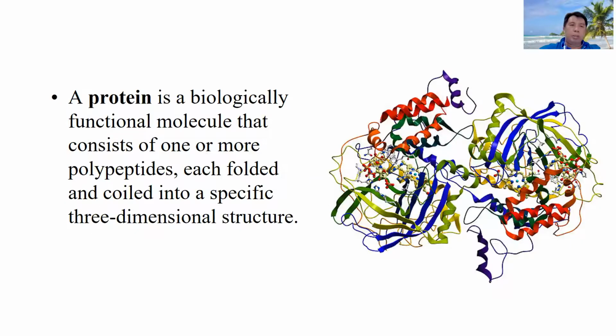Then a protein is a biologically functional molecule that consists of one or more polypeptides, each folded and coiled into a specific three-dimensional structure. For example, hemoglobin. Hemoglobin is a functional protein which contains 4 polypeptides. The function is to transport oxygen and carbon dioxide.